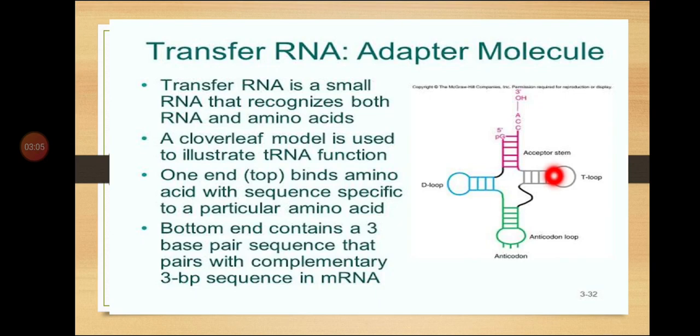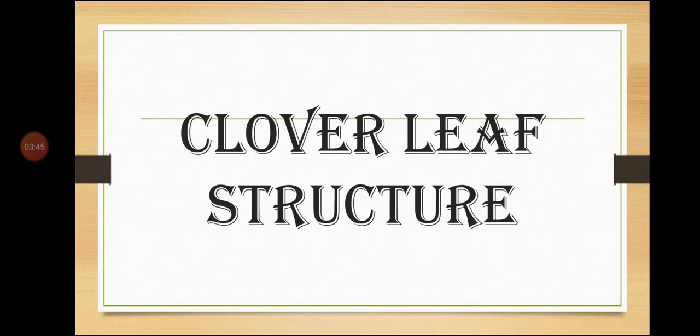Okay, one end at the top, you can see here, binds the amino acid with the sequence specific to a particular amino acid. And the bottom end contains a 3 base sequence that pairs with the complementary 3 base sequence in mRNA. Okay, this is known as the anticodon. We will study the structure of this in detail now. So this is the clover leaf structure of tRNA. Now we will study the clover leaf structure.